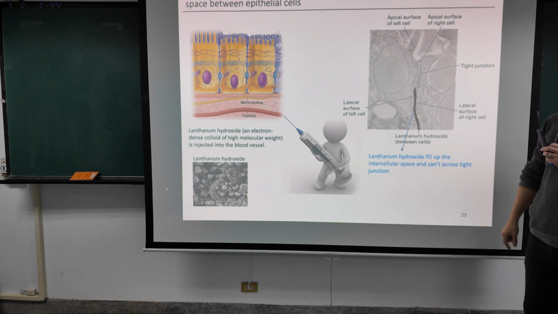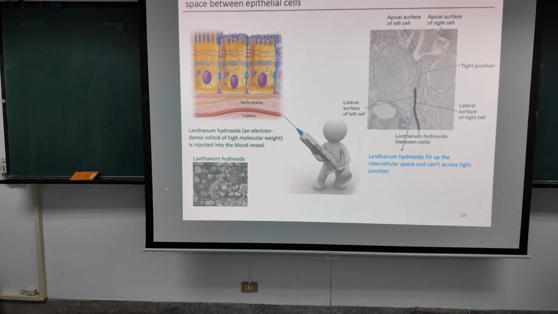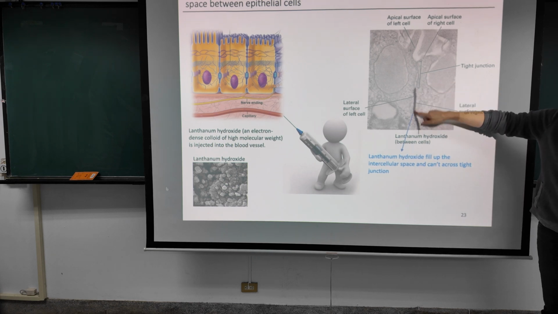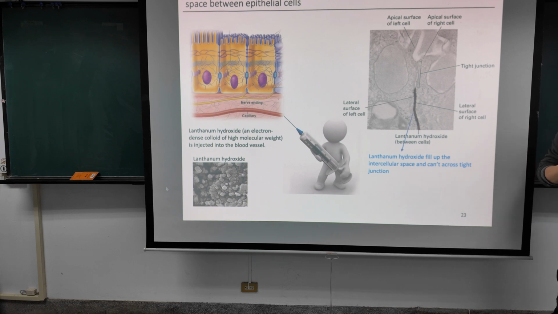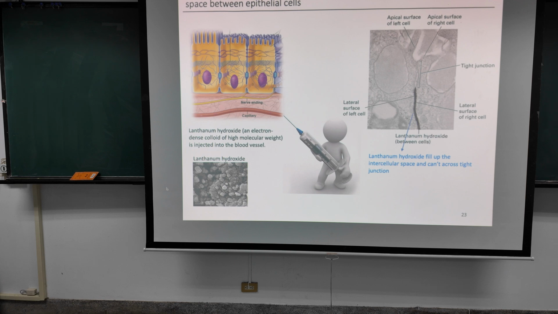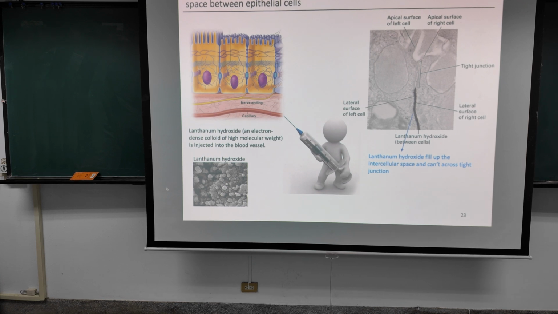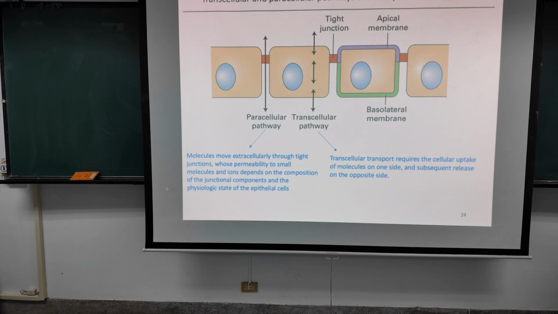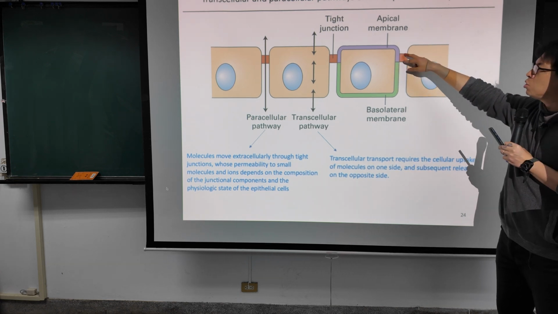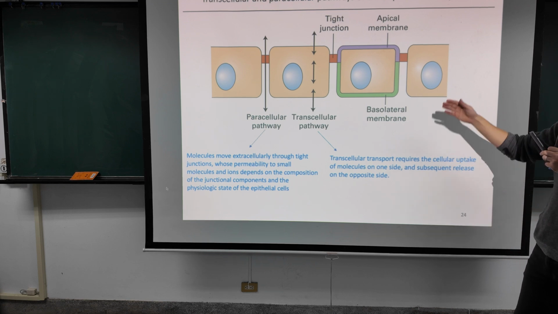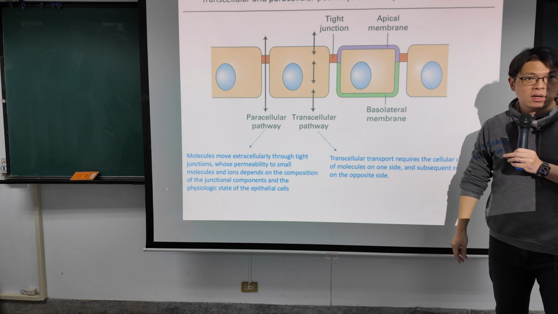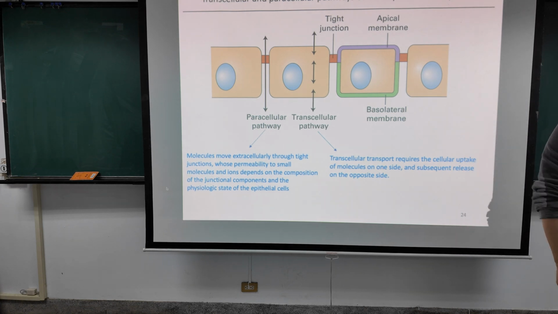Okay, so the tight junction is the structure. The adhesion junction cannot prevent this, but the tight junction can. It can prevent the free diffusion of those high molecular weight substances, preventing any leakage between this side and the other side. So the tight junction is the structure that determines the apical surface and basolateral membrane. It's the guide to determine the cell polarity.